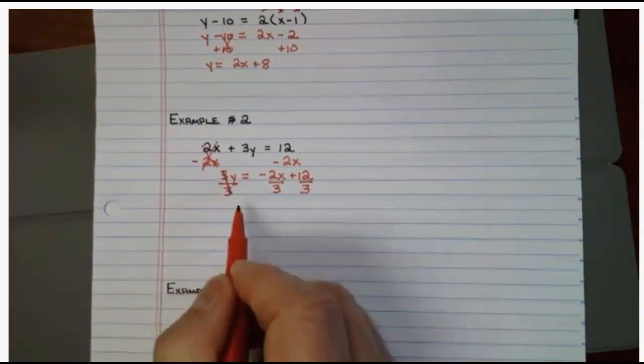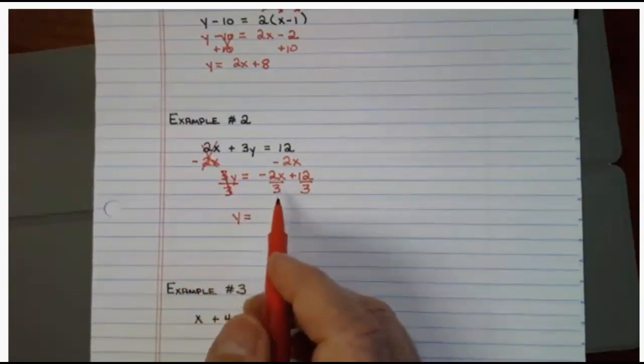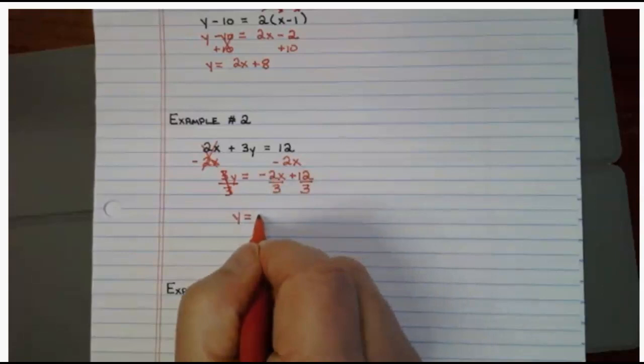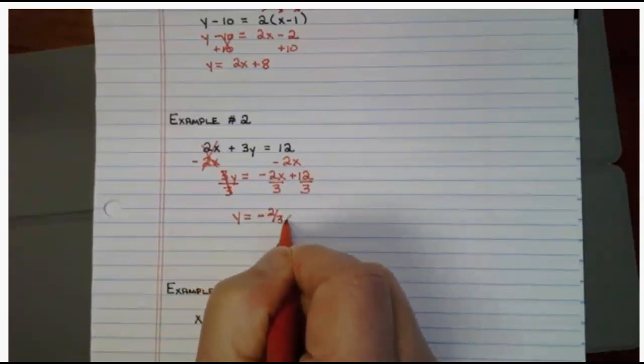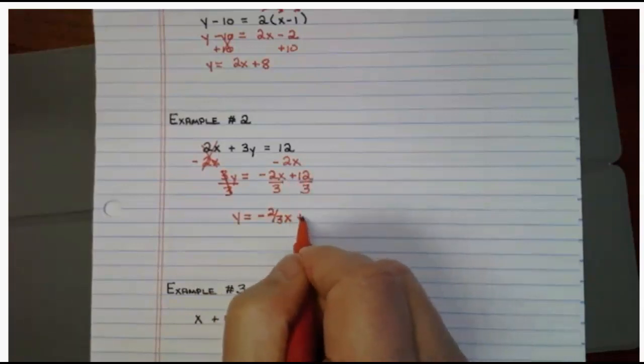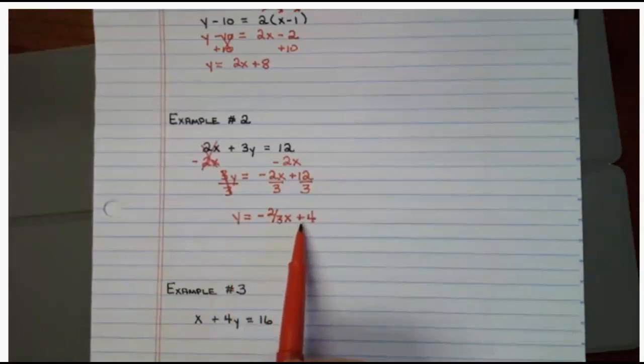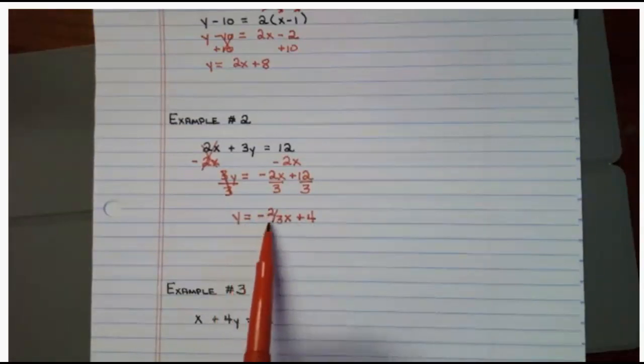These 3's cancel out. y is equal to, I can't take these and divide them, so it's going to be written as a fraction. -2/3 x. And then +12 divided by 3, +4. y is equal to -2/3 x plus 4. This is in slope-intercept form, where it's got y is equal to the slope beside x and the y-intercept there on the end.